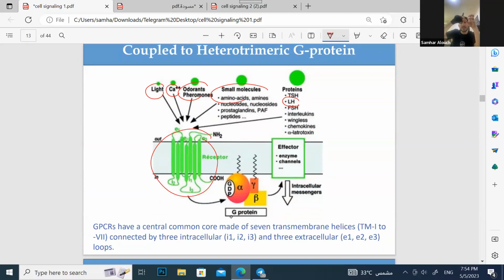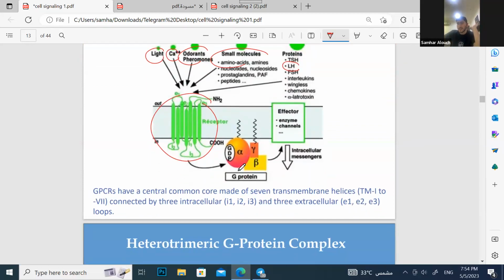And based on the thing that it binds, it can cause several responses, okay? And all the responses follow the same pathway. G alpha gets detached from beta and gamma, and then it goes and causes its action.